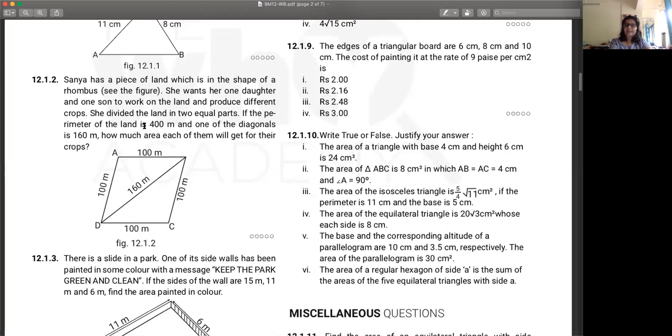You're given the perimeter of the land, 400, which means that each side is going to be 400 upon 4. That also you're given, 100 meter side. And one diagonal is 160 meter. So now you have to find the area that each of them will get for the crop. We can find the area of one triangle and we get both, I think, because they're both equal. Yes, exactly. Awesome. Okay, so can you find the area of one triangle here?